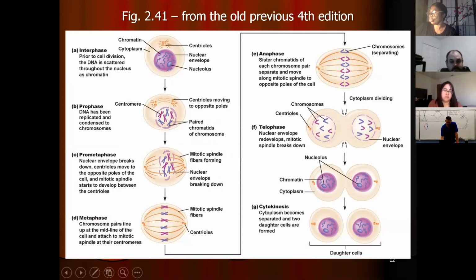Here in your textbook, this is only in the older 4th edition. They got rid of this figure. I can never figure out why. But here, now that we are designating them chromosomes, no longer chromatids, we go into anaphase with chromatids. We come out of anaphase with chromosomes.